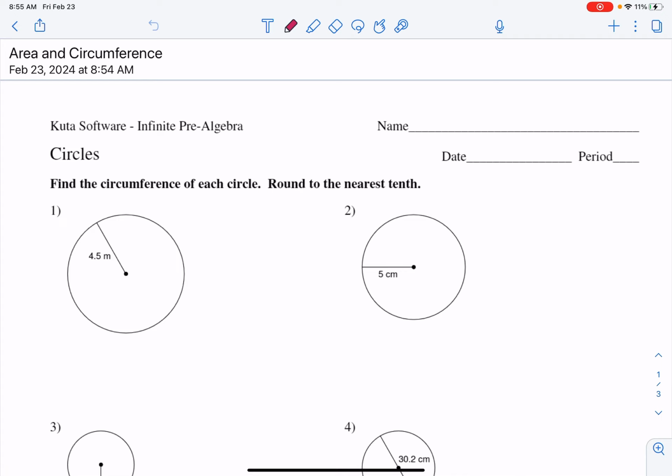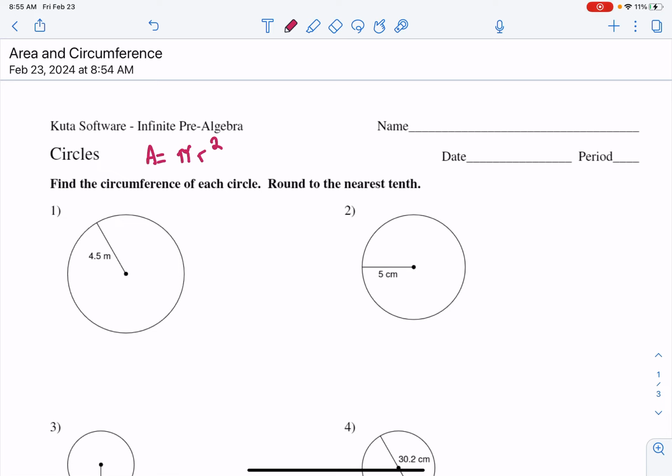Before we begin, let's go ahead and write the formulas we're going to need today at the top of our paper. So for the area, the formula for the area of a circle is A equals pi r squared.